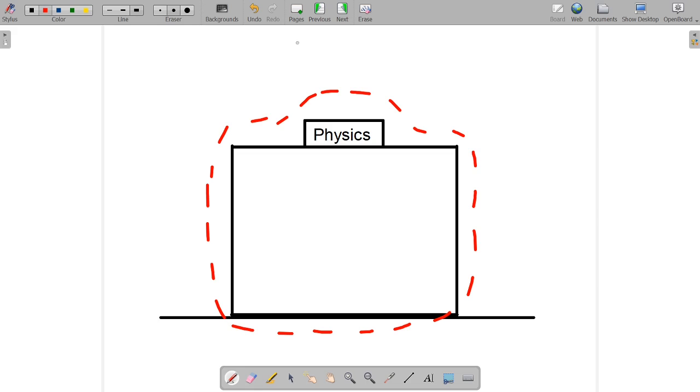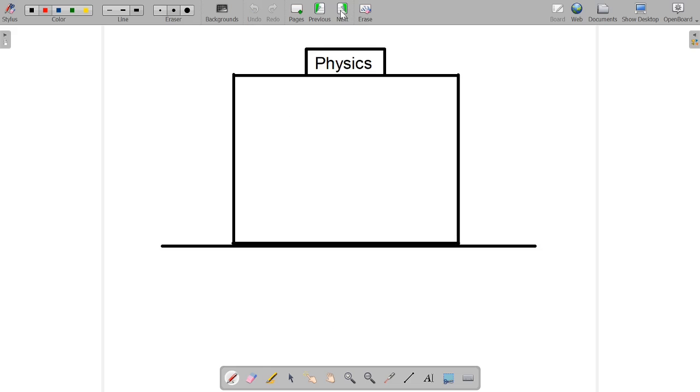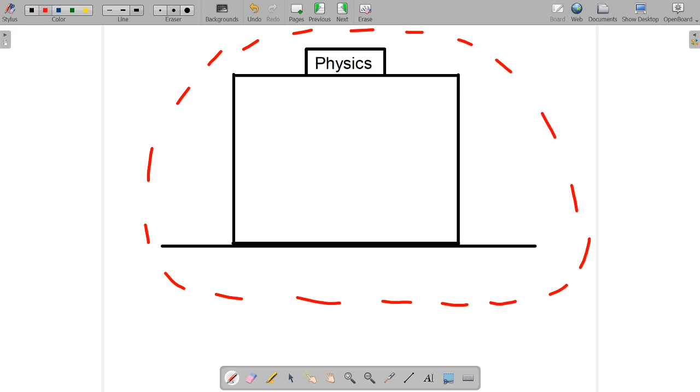Suppose I ask you to draw a system that includes the physics textbook, the table, and the floor. Then you would do this. You would draw a dotted red line around everything in the illustration. It would include the book, the table, and the floor. And so these three objects would be my system.